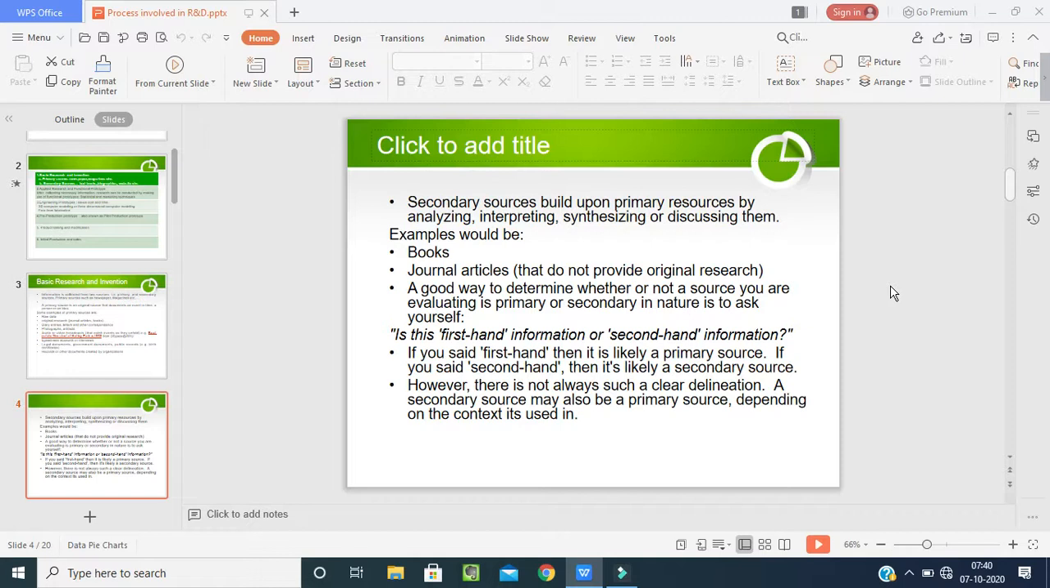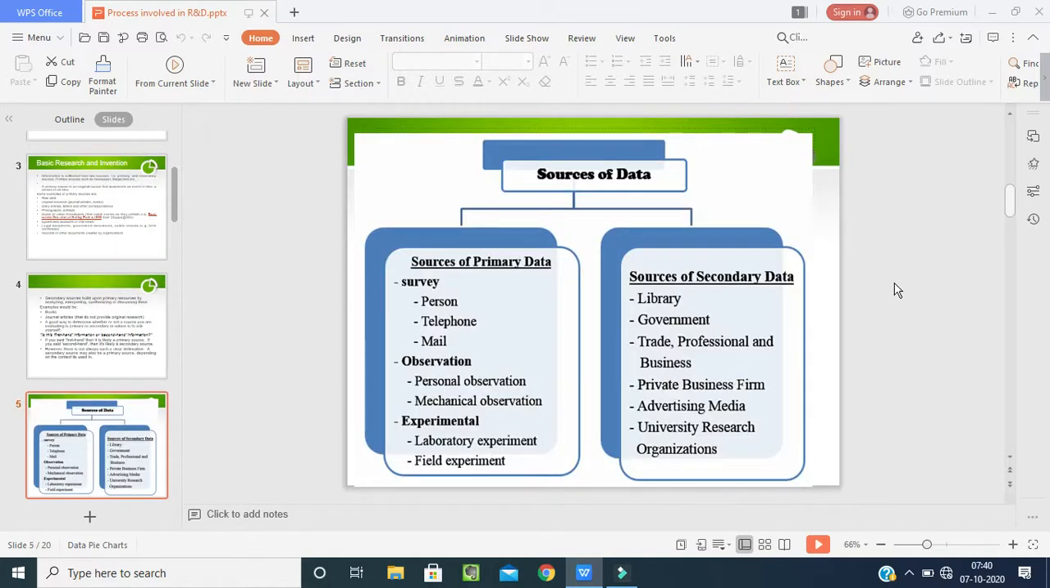However, there is not always such a clear delineation. A secondary source may also be a primary source sometimes, depending on the context it's used in or the conditions it is taking place. Now, see the picture, sources of data. Just have a look for a minute, sources of primary data and sources of secondary data.